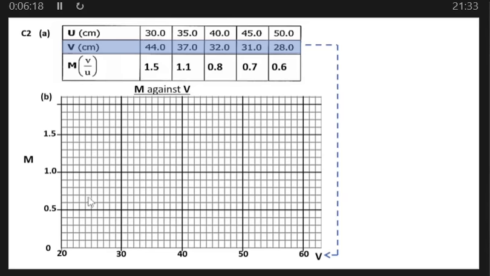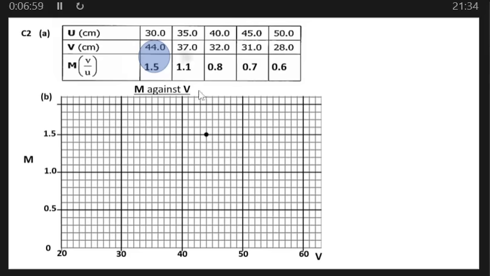So as you can see now, we have managed to put values on our horizontal axis and the vertical axis. The next step is to begin plotting these coordinates. We'll take them as a pair, like 44 plotted with 1.5. So you come on the graph and locate 44. This is 40, 41, 42, 43, 44, comma 1.5. 1.5 is here, so 44 comma 1.5 will be somewhere here.